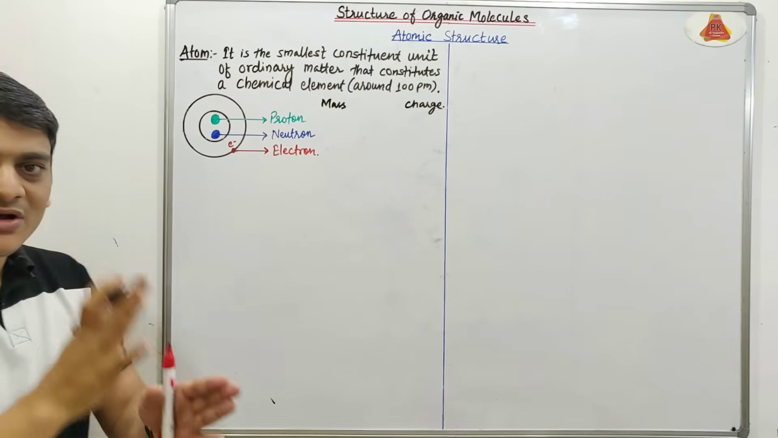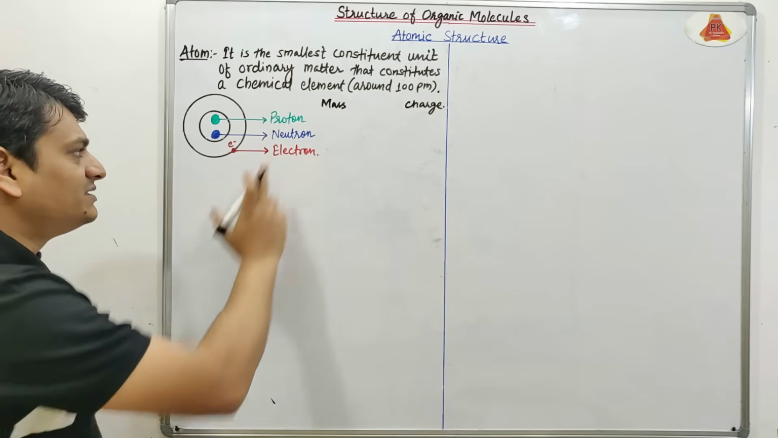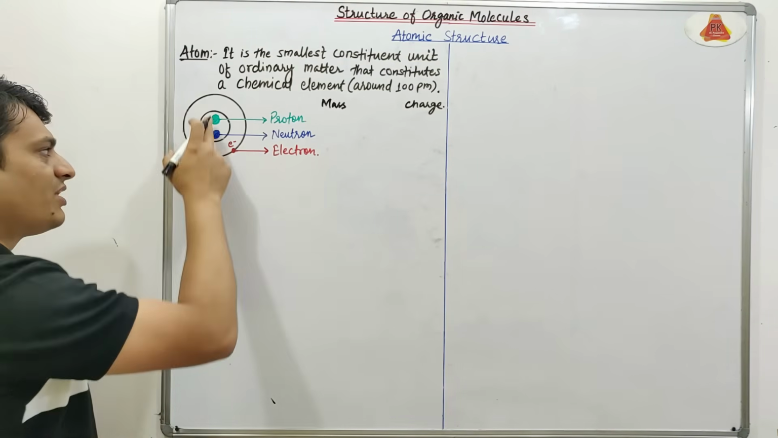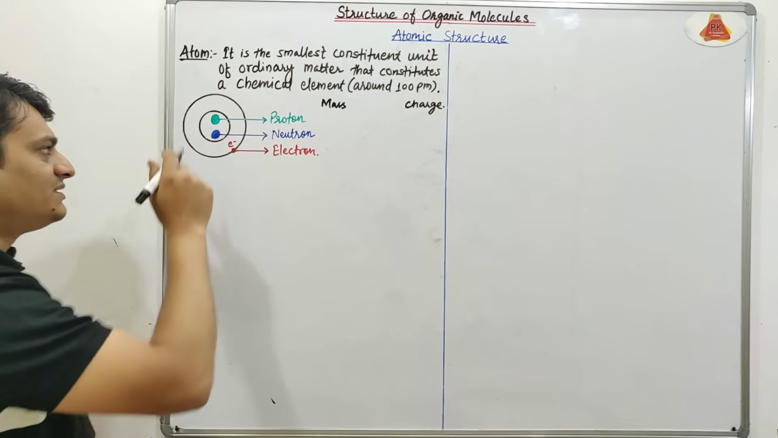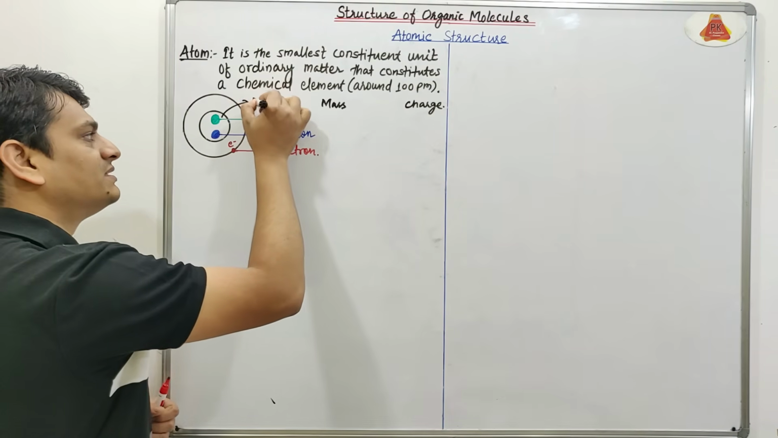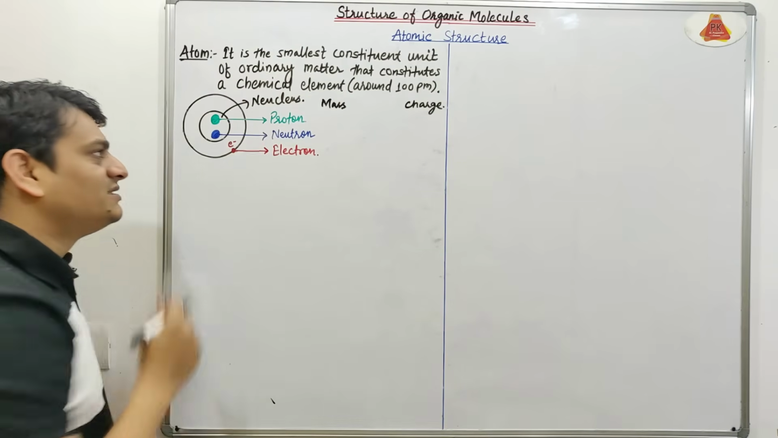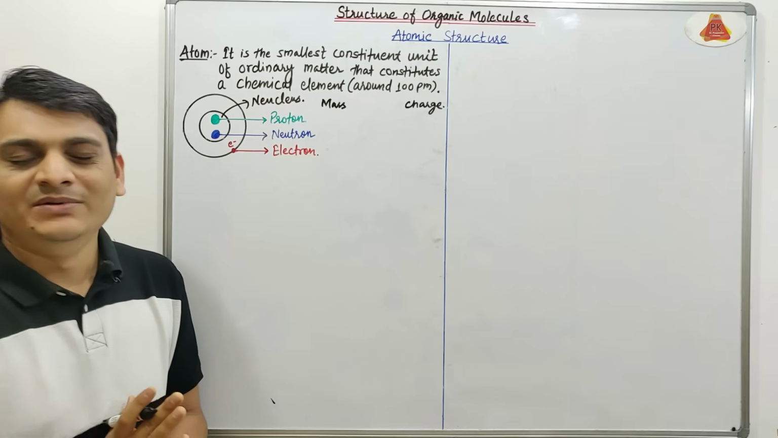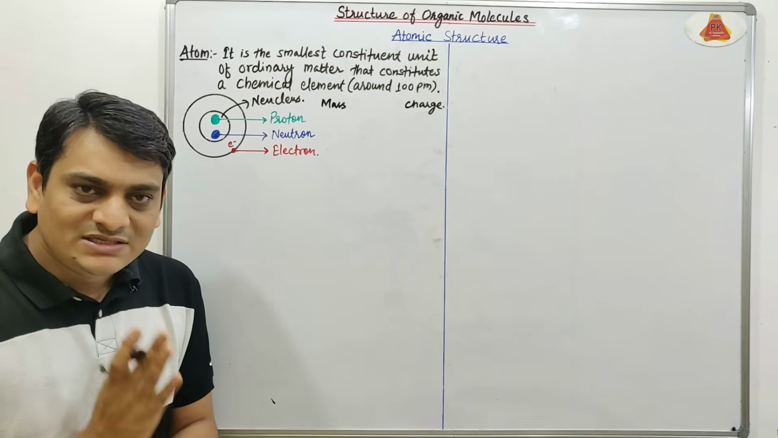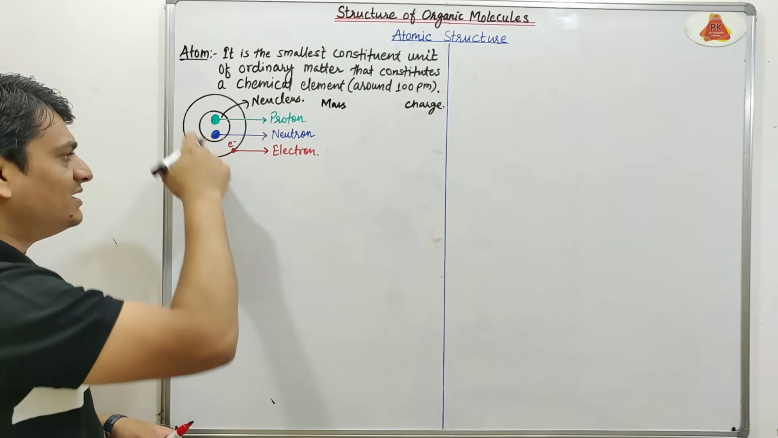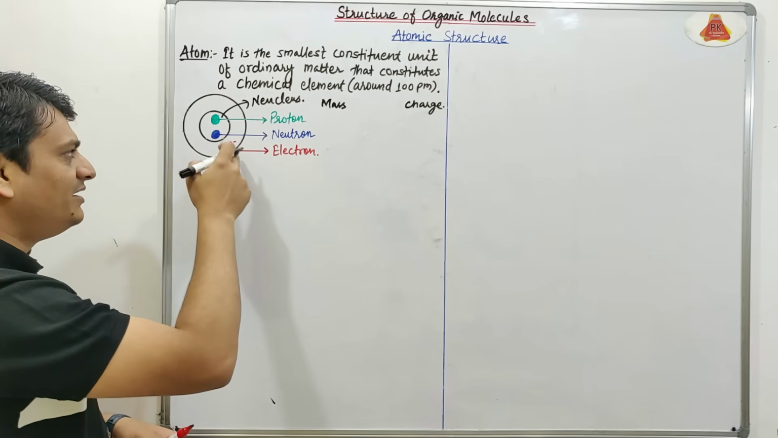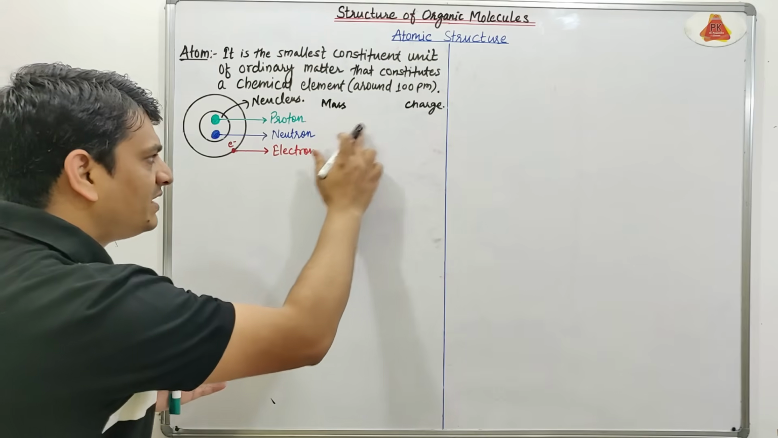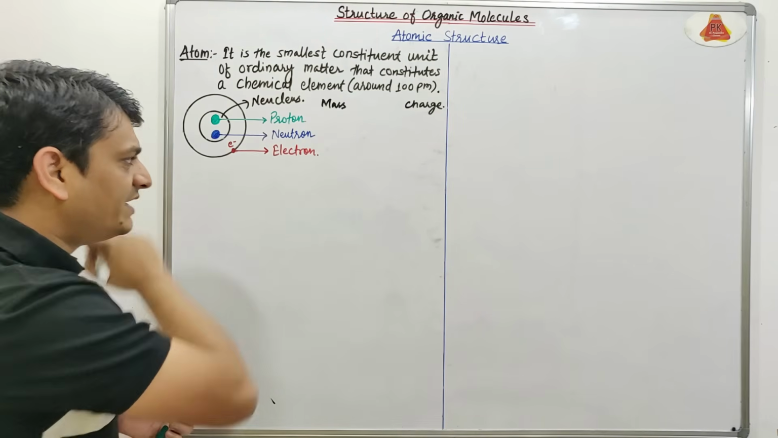So this is the structure of an atom, and it contains proton, neutron and electron. This central part is known as the nucleus. In this nucleus, protons and neutrons are present, and surrounding this nucleus, in the outer shell, electrons are present and move around the nucleus. Now coming to the mass and the charge of proton, neutron and electron.